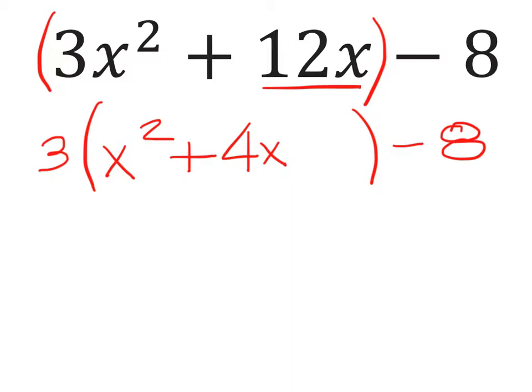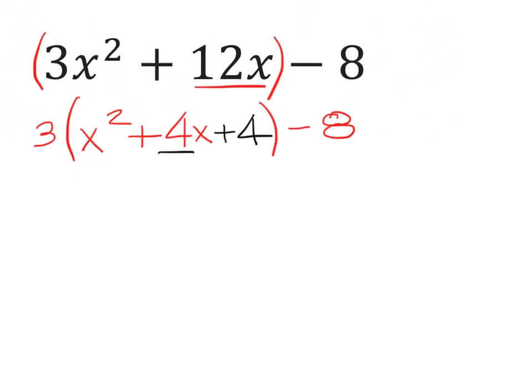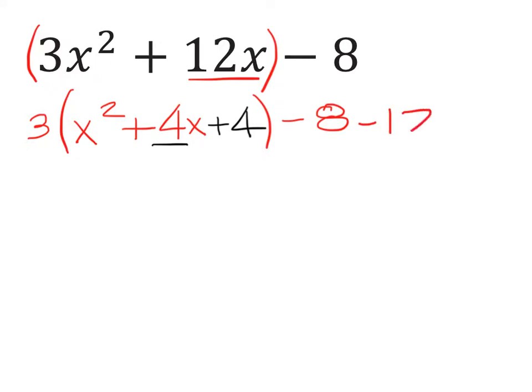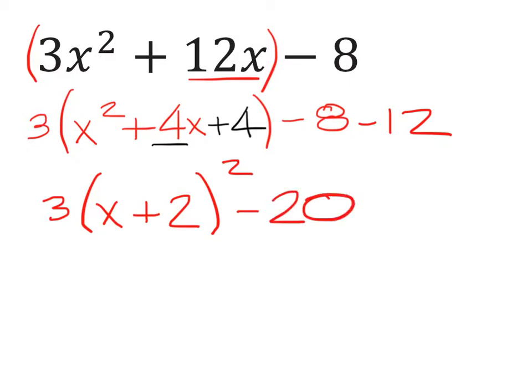Now, let's use the same process that we did yesterday. We need to find half of 4, which is 2. Square the 2 to get 4. But did we add 4 to this expression? What did we really add? 12, yes. 3 times 4. So we subtract 12 out here. 3 times the quantity squared of x plus 2, close the quantity, minus 20.